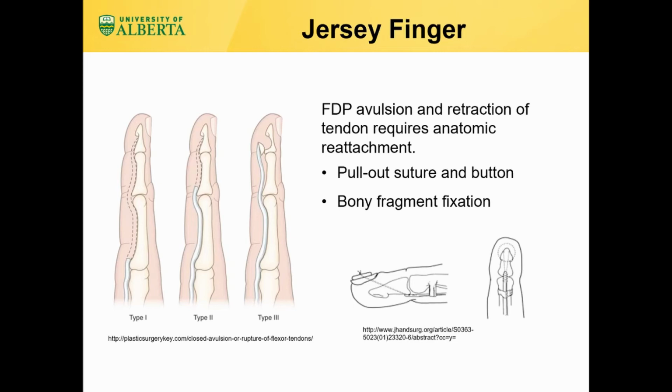The tendon is then repaired with a heavy, non-absorbable pull-out suture tied over a distally placed button. If there is a bony fragment on the avulsed tendon, the tendon usually does not retract beyond the distal extent of the A4 pulley. If the bony fragment is large enough, it can be fixated to treat the injury.